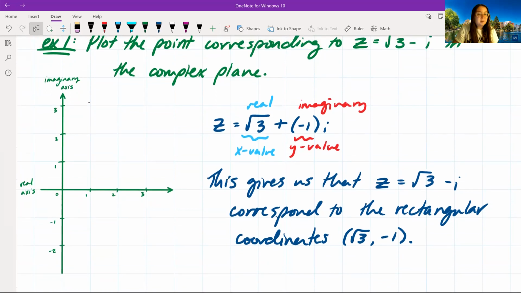So the square root of 3 is a value that's in between 1 and 2. So we want to find this point. It's about right here, square root of 3. And then we plot our next point, which corresponds to our imaginary axis, negative 1. So our point z is about right here. So this is z is equal to the square root of 3 minus i, which is also the point square root 3 comma negative 1.